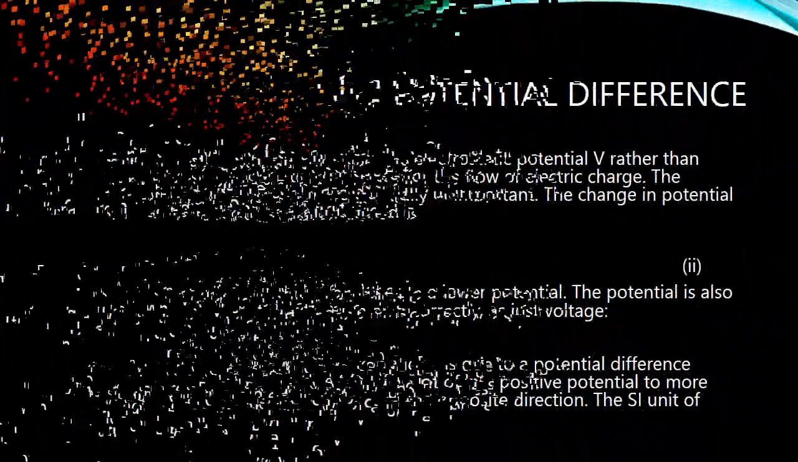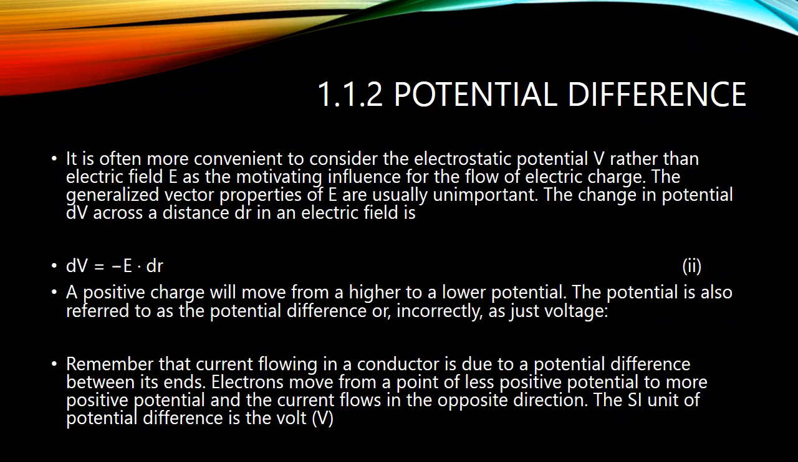Now, we also have potential difference. It is often more convenient to consider the electrostatic potential V, that is the voltage, rather than the electric field as a whole, as a motivating influence for the flow of electric charge. The generalized vector properties of E are usually unimportant. So the potential dV across a distance dR in an electric field is given by this formula.